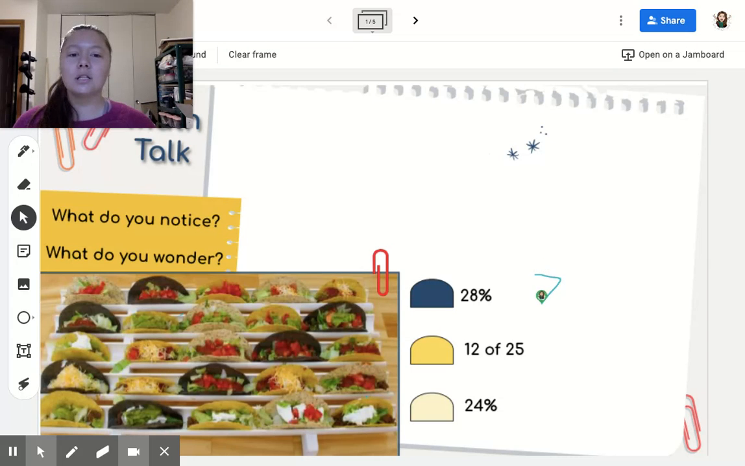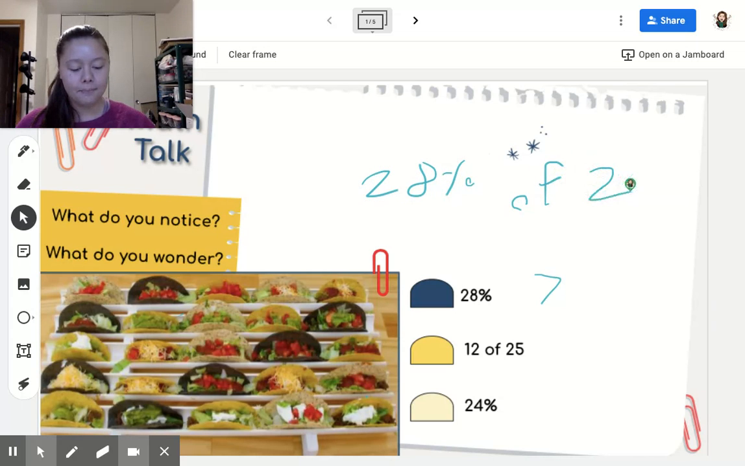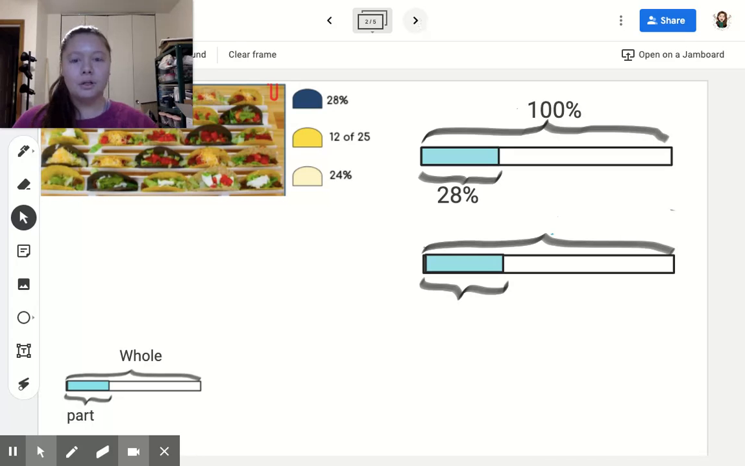But I want to look and see how can we find mathematically that percent of a number? How can we find 28% of 25? So that's what we're going to look at today with 3 different methods. So first I just want to show you this tape diagram. It's just here to kind of think about the proportionality.